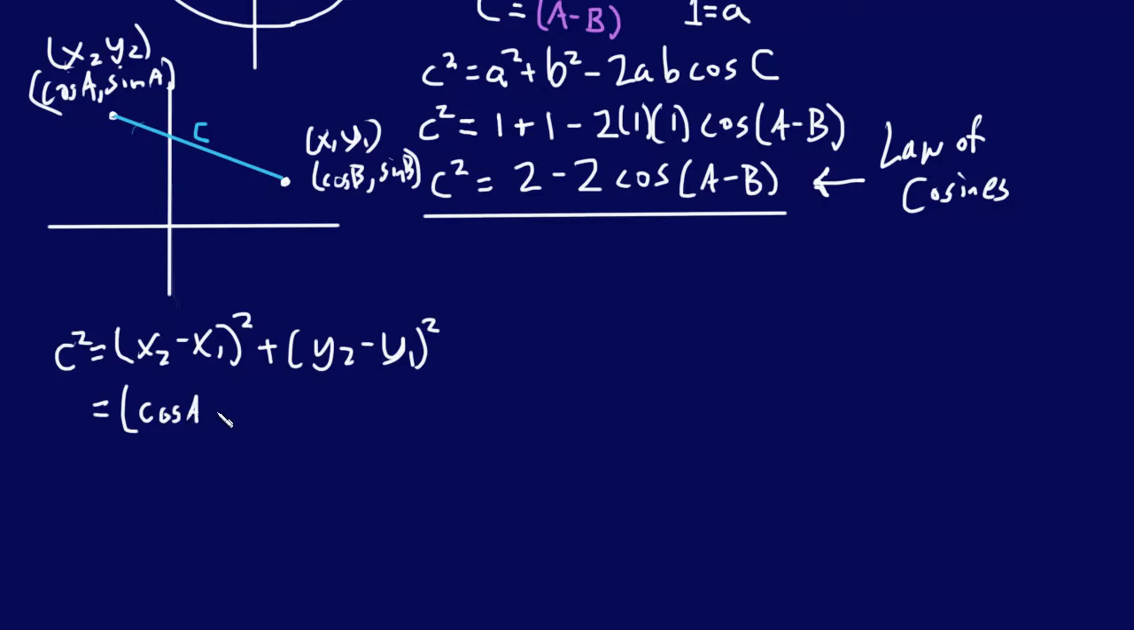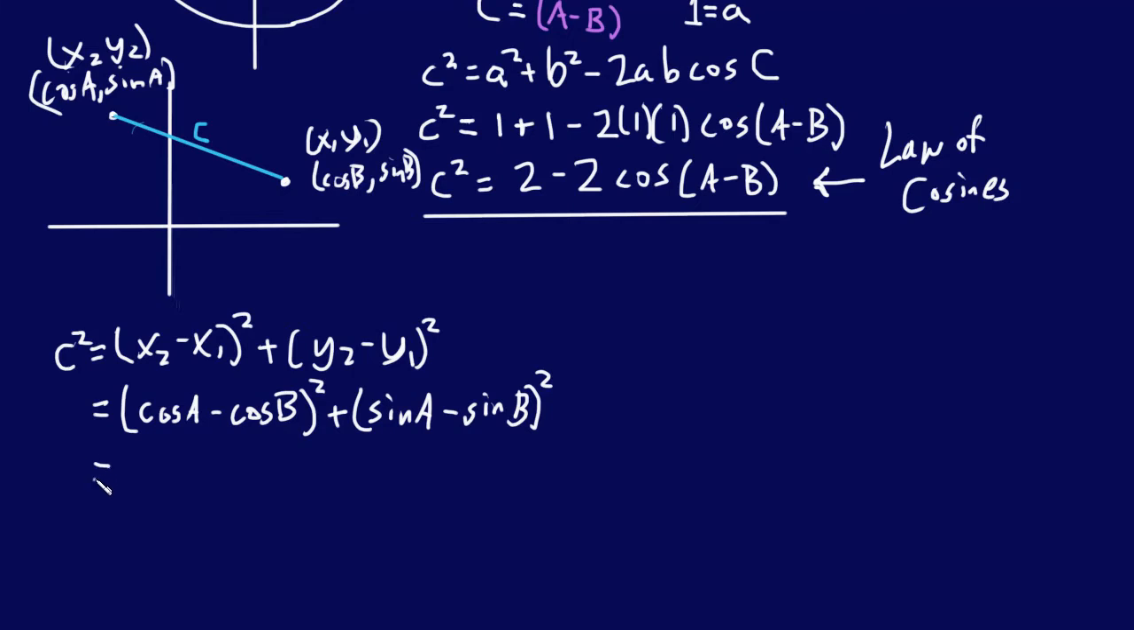So x sub 2 is equal to cosine A, which we already established. So that's cosine A minus cosine of B. Actually, I'm sorry. Yes, that's cosine of B. And that's quantity squared plus y sub 2 is sine of A. So that's sine of A minus sine of B.